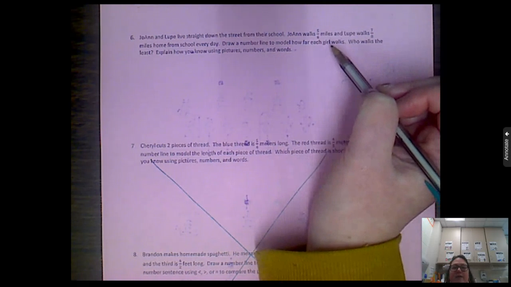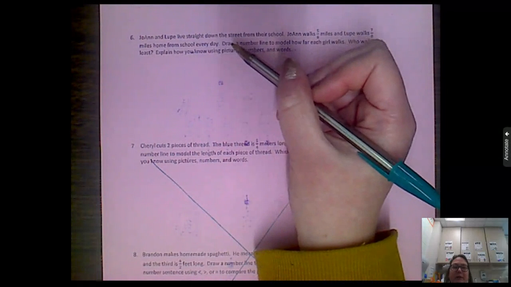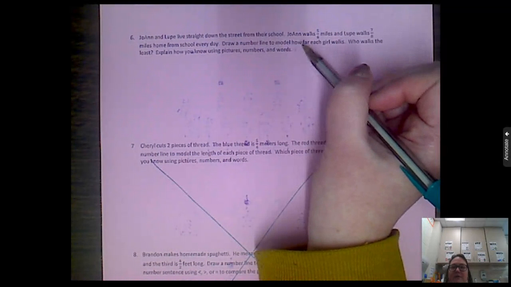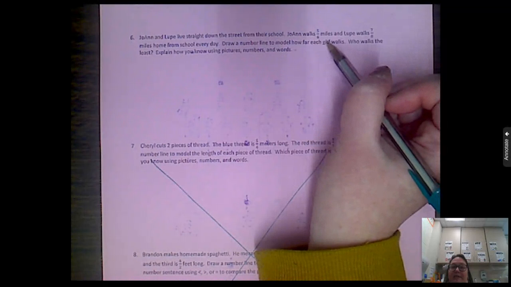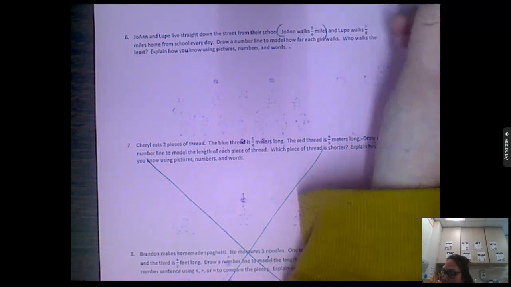Okay, so I'm going to kind of go through again and pull out the important information this time. So Joanne and Lupe live right down the street from their school. There's nothing there that I need to put parentheses around. Joanne walks 5-6 miles. Is that important? Definitely. So Joanne walks 5-6 miles. So I'm going to put a bracket or parentheses around there. Lupe walks 7-8 miles from home. That's important too.